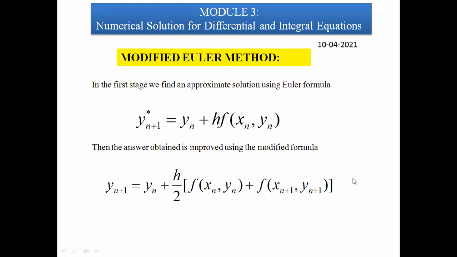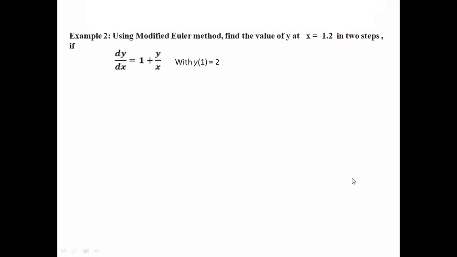We shall continue with another example here. Suppose the question is asked like this: using the modified Euler method, find the value of y at x equal to 1.2 in two steps for this differential equation, dy by dx is equal to 1 plus y by x with the condition y of 1 is equal to 2. So you have to note this condition. We need the solution, and the solution is given at x is equal to 1. At x is equal to 1, the value of y is 2.